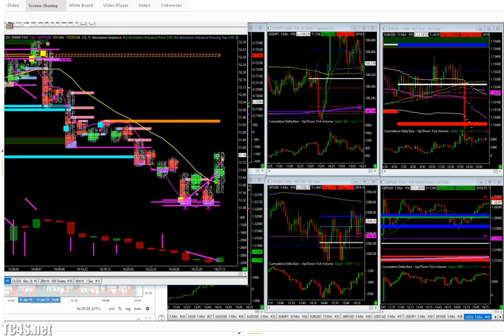But guess what you should be doing just now? Finding the last commercial seller. Where was the last big commercial seller? Well, there was good volume here, good deltas here, and it was a good strong down candle with volume built at this price.